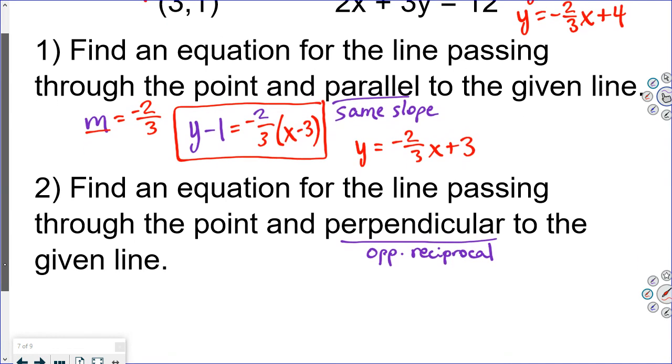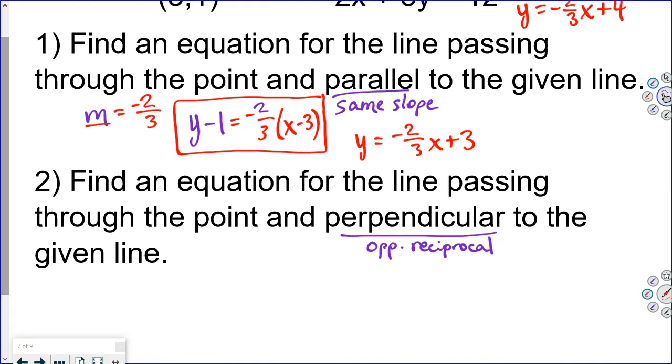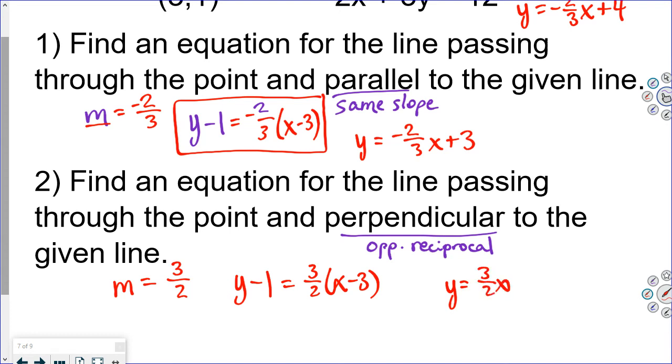Same concept for number 2. The only difference is our slope is the opposite reciprocal. So what was originally -2/3 turns to positive, and that fraction flips to get 3/2. But again, we're going to be using that exact same point as we did in part 1. So we have y minus 1 equals 3/2 and then quantity x minus 3. Everything else stays the same. It's just the slope that switches out. Again, if you wanted to do slope-intercept form, you could distribute and simplify, so you get 3/2 x minus 7/2 if you were to go that route.